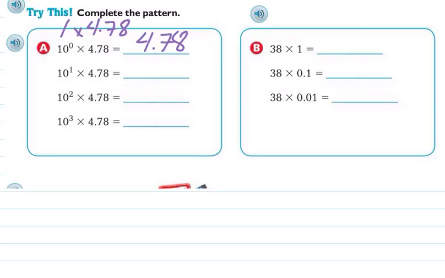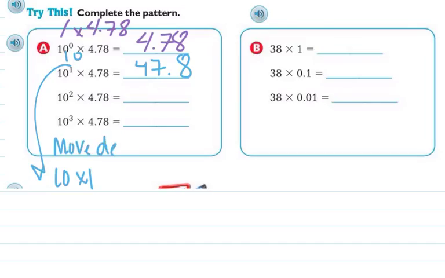The first power of 10. So boys and girls, the first power of 10 is really like saying 10 times 1, which is 10. 10 times 4 and 75 hundredths is 47 and 5 tenths. Notice we move the decimal space 1 space to the right. And the reason why it's going 1 space to the right is because these are increasing powers of 10. So when we do increasing powers of 10, we move the decimal point to the right.